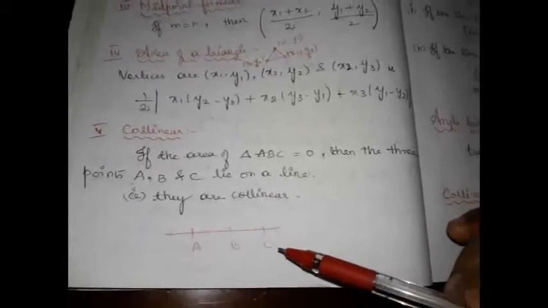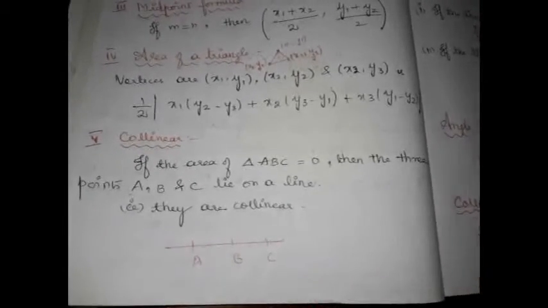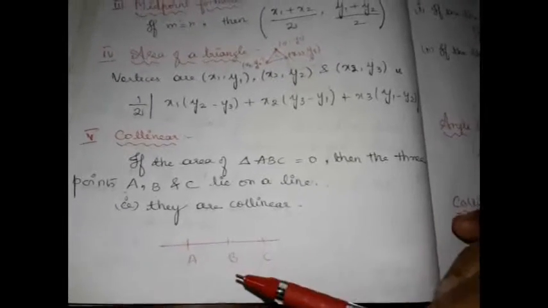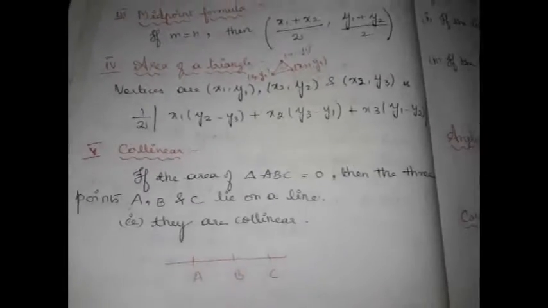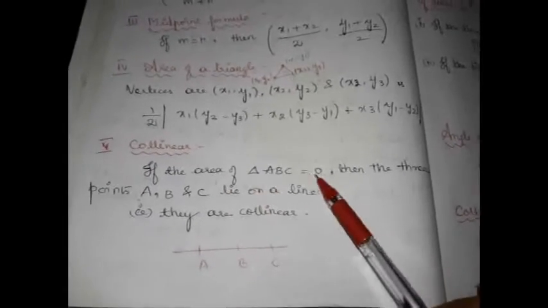If 3 points are collinear, then we cannot form a triangle there, right? How can we form a triangle? At least we need 3 non-collinear points. Only if we have non-collinear points can we form a triangle. If 3 points are collinear, we cannot construct a triangle there. If there is no triangle, the area of the triangle is going to be 0.